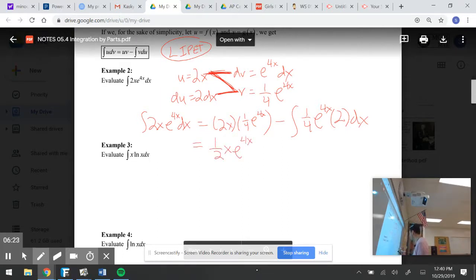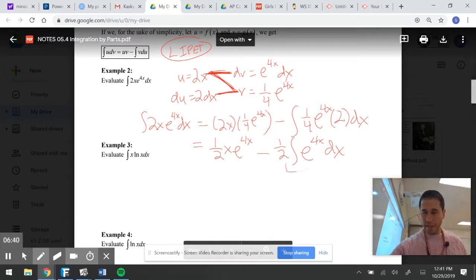That part is done. This part here I get 1/4 and a 2, which is 1/2, and I'm going to pull that 1/2 out, right, class? Because it is a constant. Get a little something like that. We can find that antiderivative, right, class? Let me finish this one first.